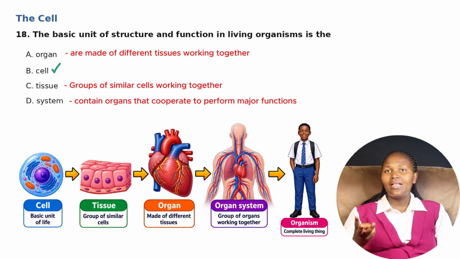We start with cells, and then cells form tissues, and then tissues form organs, and then organs form systems, and then the systems form the organism. Some organisms consist of only one cell, while humans, plants, and many animals are multicellular and contain an enormous number of specialized cells.